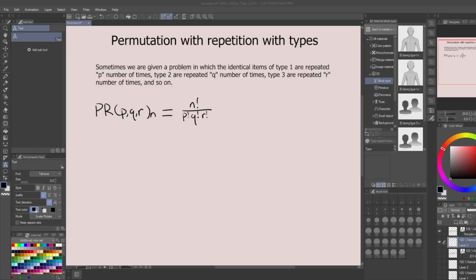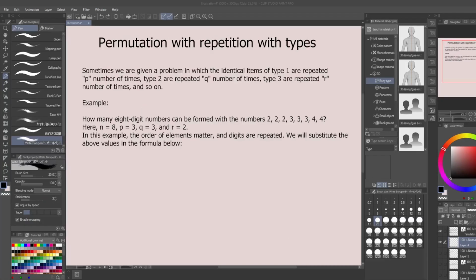Okay, so now that we're done with grouping theorems, we can move on to looking at permutation with repetition with types. Sometimes we are given a problem in which the identical items of type 1 are repeated p number of times, type 2 are repeated q number of times, type 3 are repeated r number of times, and so on. Okay, now that we're done reviewing the formula, we can move on to an example.